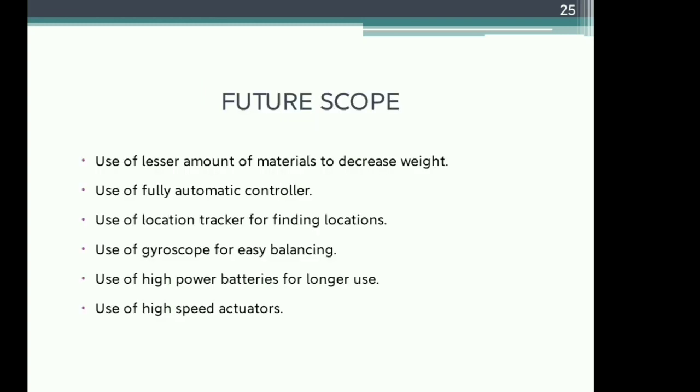Future scope. These are the future scopes that we hope to improve on. Use of a lesser amount of materials to decrease weight. Use of a fully automatic controller. Use of a location tracker for finding locations. Use of a gyroscope for easy balance. Use of high power batteries for longer use. Use of high speed actuators.